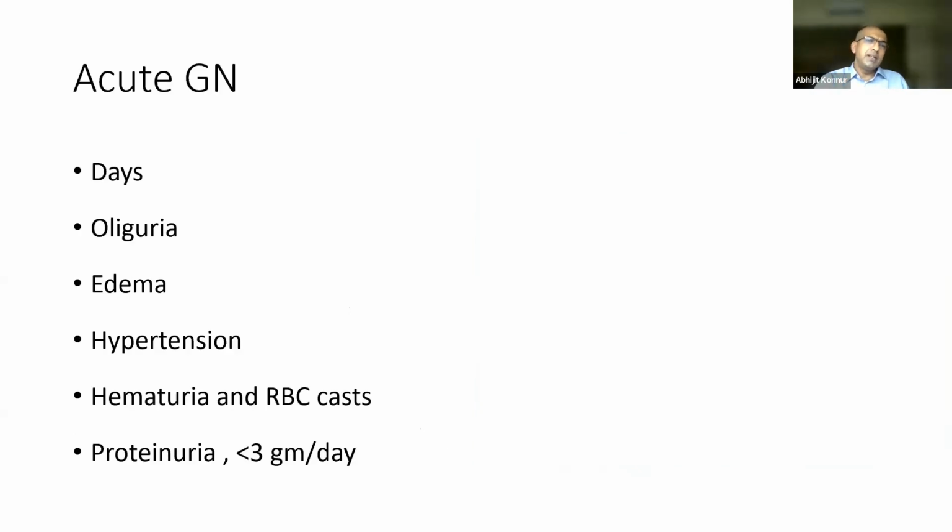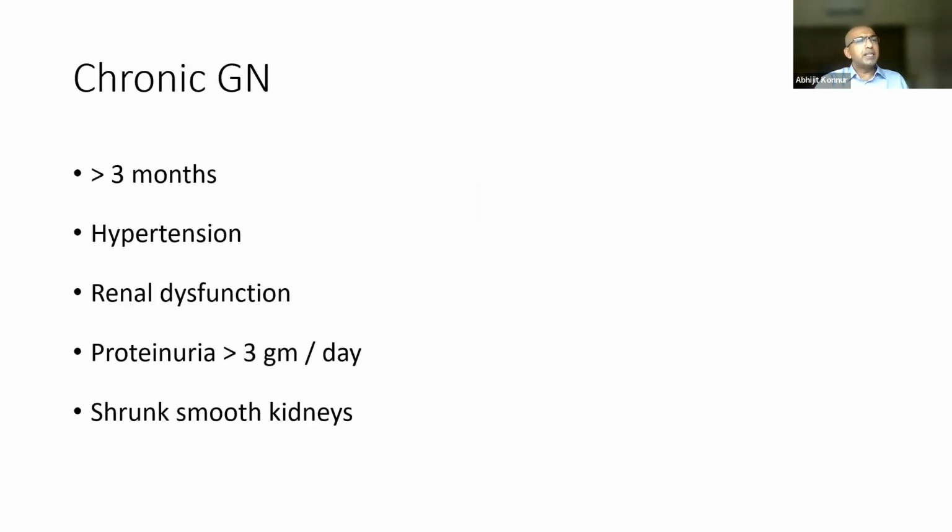Acute GN presents typically over days and presents with oliguria, edema, hypertension, hematuria, RBC casts, and proteinuria, which is in the subnephrotic range. A classical example is post-streptococcal glomerulonephritis. Whereas chronic glomerulonephritis usually has been present for more than 3 months, and they present with hypertension, renal dysfunction, and proteinuria which may be in the nephrotic range, but they also have shrunk smooth kidneys on ultrasound.